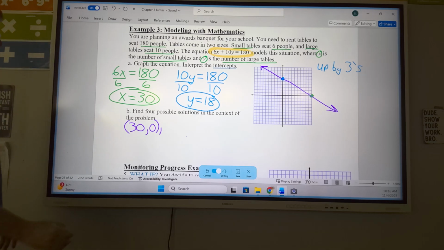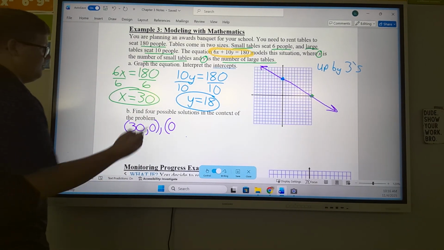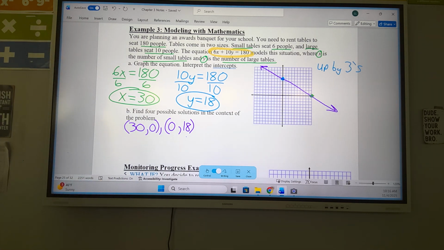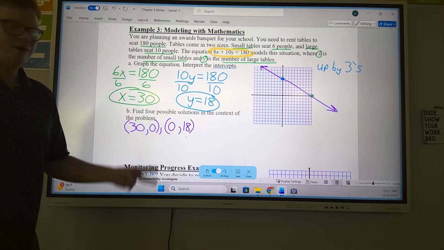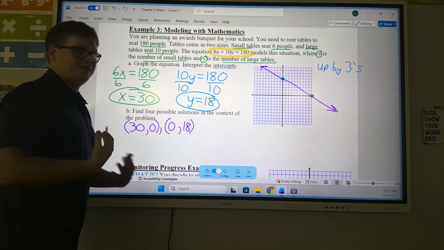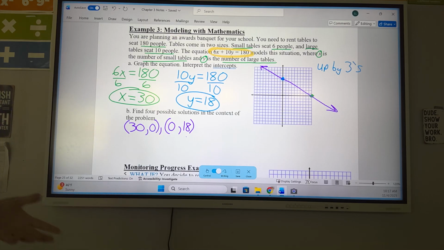Okay? Another possible solution is we can have 0 small tables, which is our x, and 18 large tables. Those are two solutions already. Now we just have to find two more. Now you have two options here. You can either A, use a calculator, plugging numbers in for x and y until you can successfully get to 180 in different situations. But that's going to take a while.